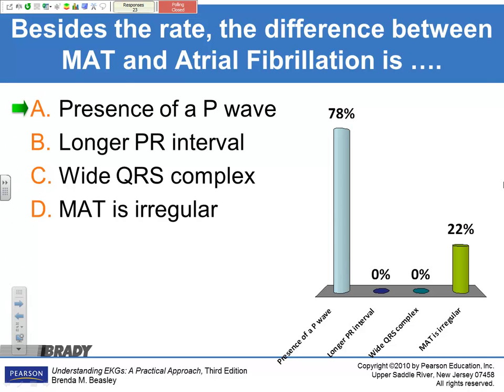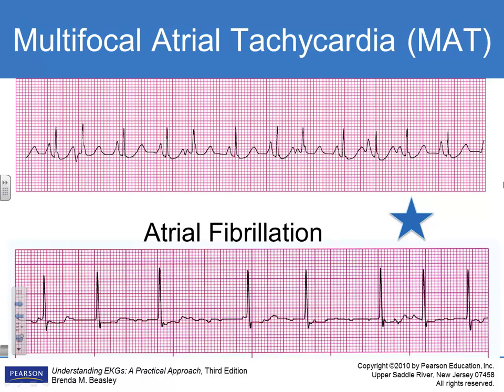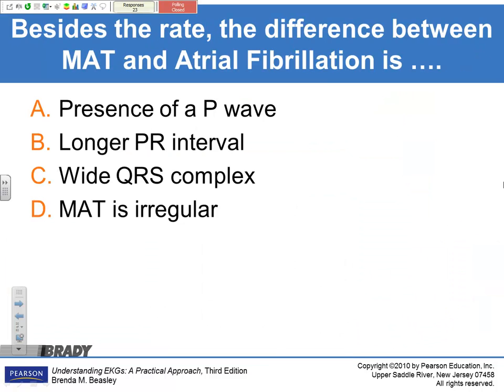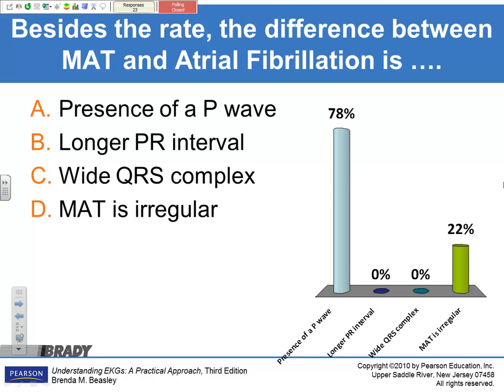Okay, this is very interesting. The answer is presence of the P wave. Let's back up here. Atrial fibrillation is always going to be irregular. There's no other thing. It's always going to be irregular. However, the P wave is the difference. In atrial fib, there's never a P wave. You can't identify a P wave. We'll get to that. So MAT is irregular, atrial fib is irregular. They're both irregular. The difference between the two is going to be the P wave.